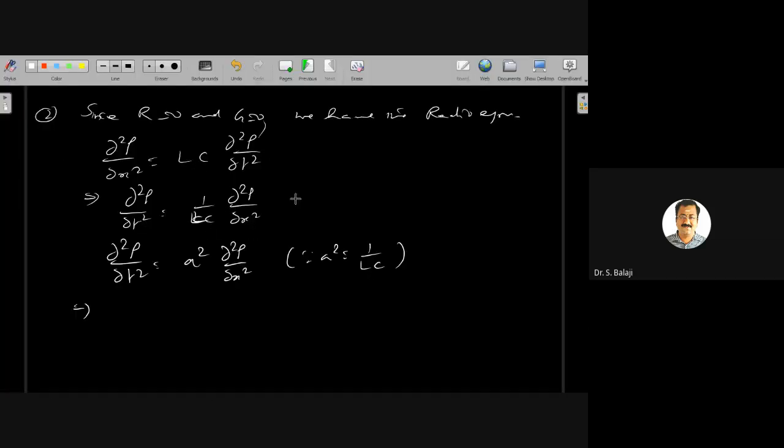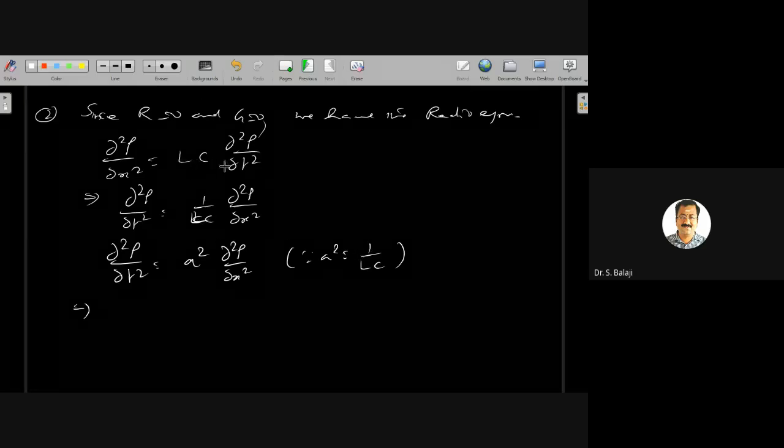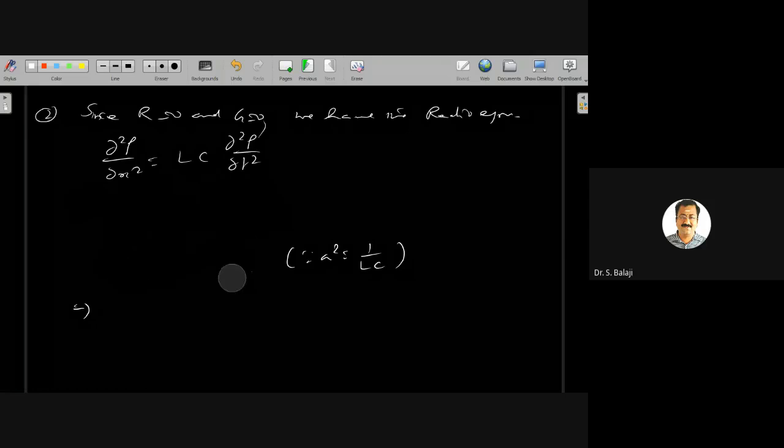They have given some wrong notes here. Instead of that you can write a square, so on here. You keep it as it is here. No need to change this one.